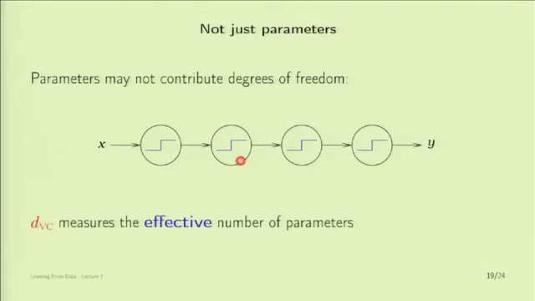But the message here is that you don't look at the number of parameters, you look at the effective number of parameters, and effective for us as far as the result, and the result is captured by the VC dimension. So this is our quantity for measuring the degrees of freedom. Okay?